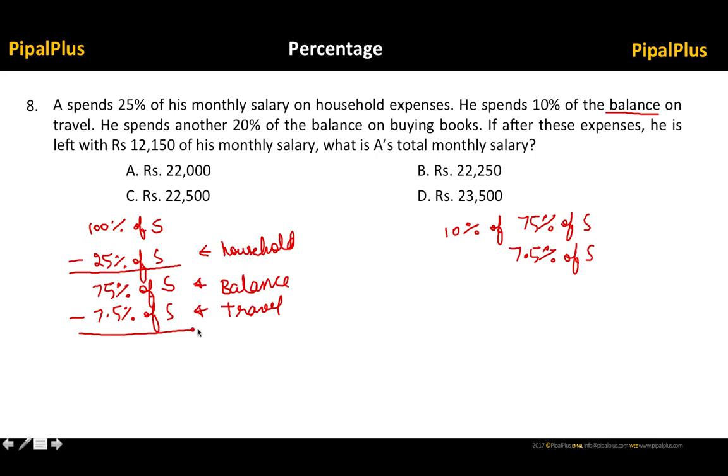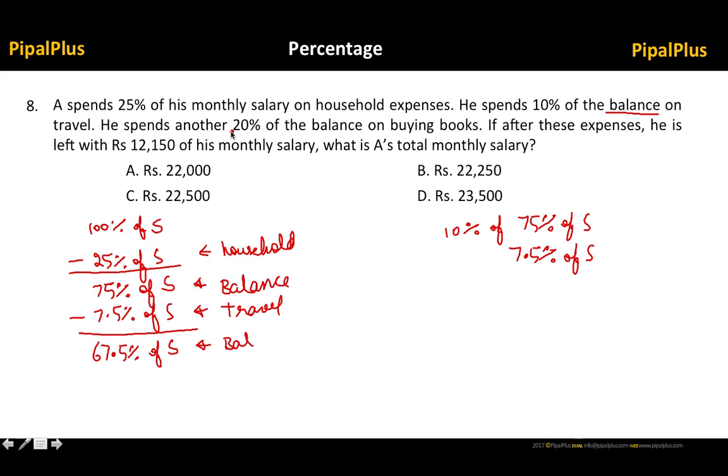So once I subtract 7.5% from 75%, I'm left with 67.5% of the total salary, right? So this is the second balance after making these two expenses, the household and the travel, right? Now, why do I need this balance?